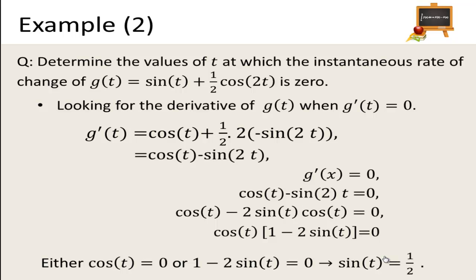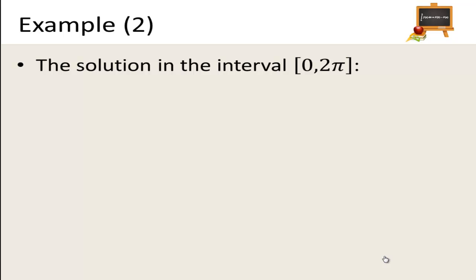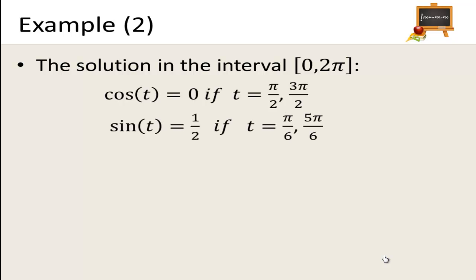We get either cosine of t equals 0 or sine of t equals 1 over 2. As you know, sine and cosine are periodic functions with period 2 pi. Therefore, we start with the interval from 0 to 2 pi. For cosine t equals 0, we get that t has to be pi over 2 or 3 pi over 2. And for sine of t equals 1 over 2, we get that t equals pi over 6 and 5 pi over 6.